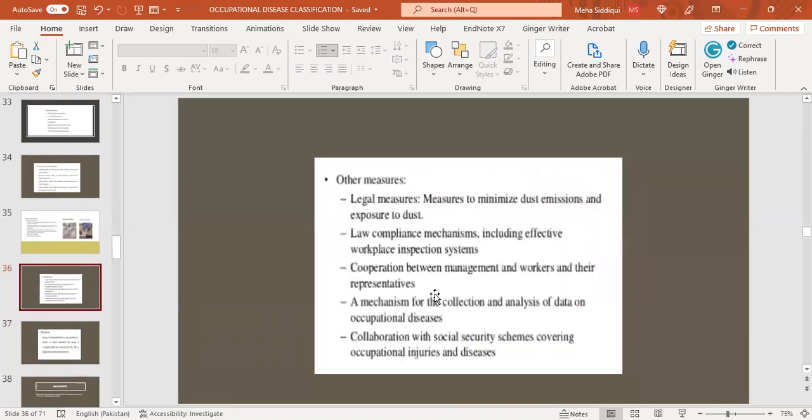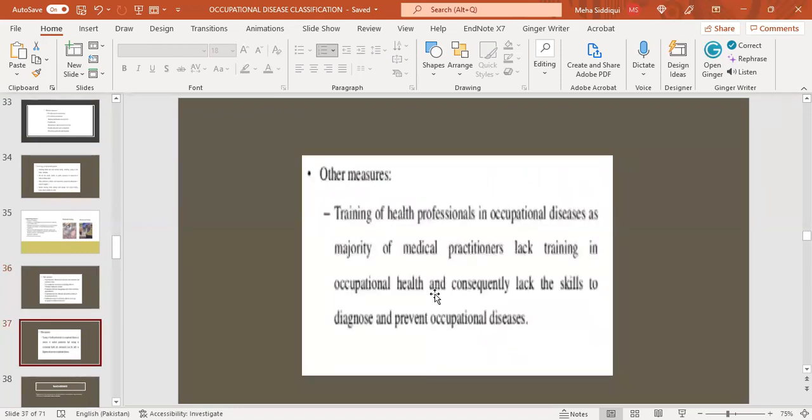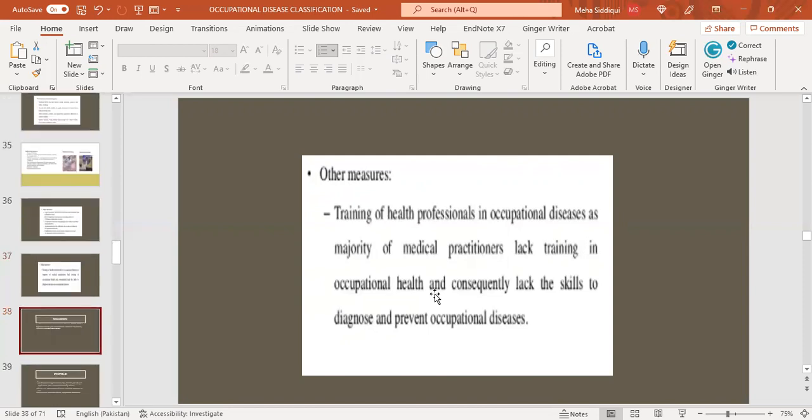And other measures include legal measures, law compliance mechanism, cooperation between management and workers and their representatives, and a mechanism for the collection and analysis of data on occupational diseases, and collaboration with social security schemes covering occupational injuries and diseases. And training of health professionals in occupational diseases, as the majority of medical practitioners lack training in occupational health and consequently lack the skills to diagnose and prevent occupational diseases.